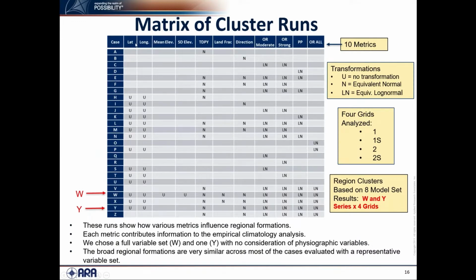So across the top row is all these different variables that I was just showing you. We ran 26 different combinations. We looked at one variable at a time. We looked at groups of variables.